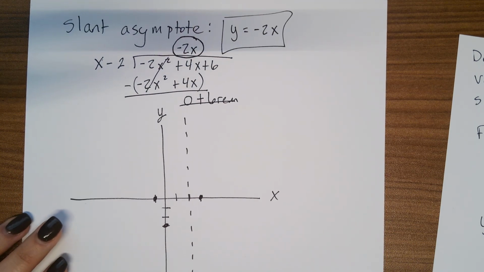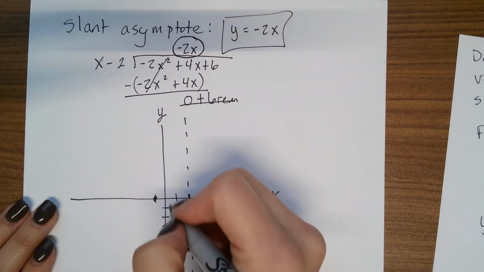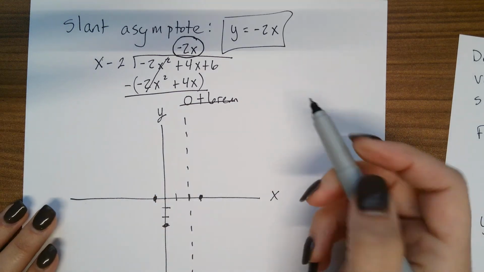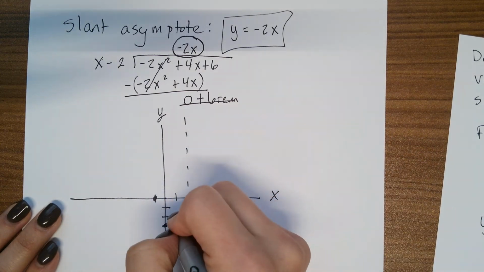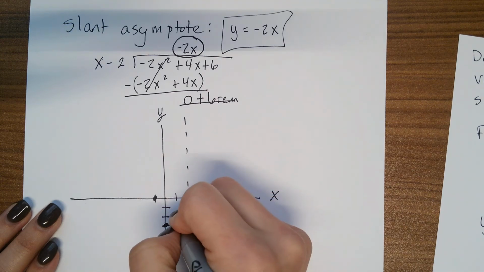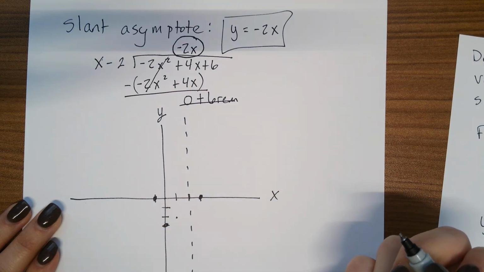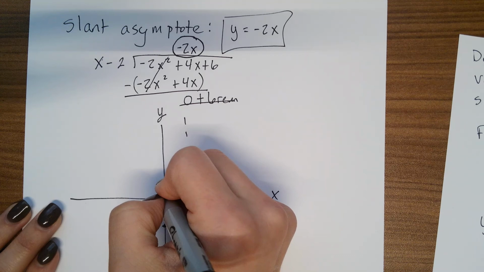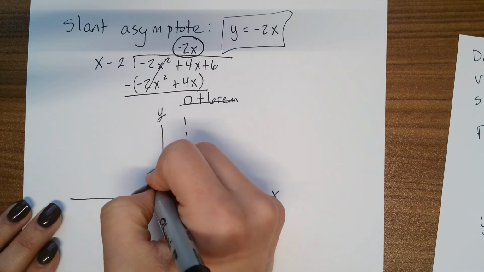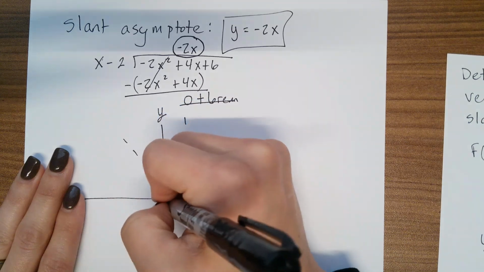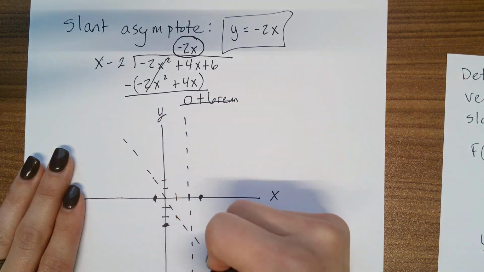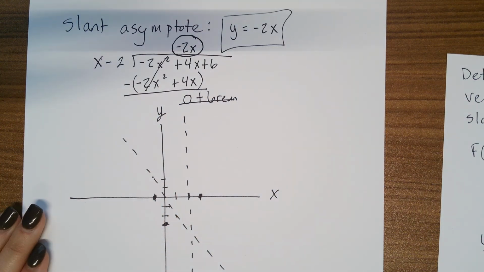So I'm actually going to graph that line. So I know 0, 0. And if I plug in 1, I get negative 2. So right about here. Right there. And if I plug in negative 1, I get positive 2, about right here. So there's my slant asymptote.